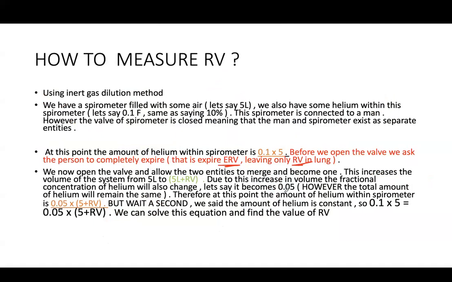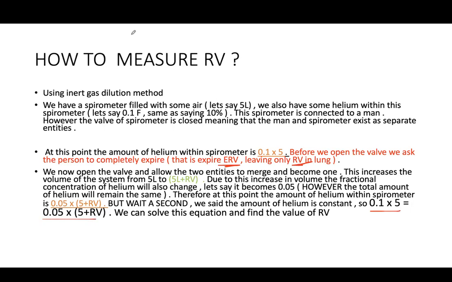And that's how we got this number 0.05. And all of these numbers are just made up. So I wanted to give you an example that you could easily understand. So therefore, at this point, the amount of helium within this system is 0.05 multiplied by 5 plus RV. We're using the same formula as over here. We're multiplying the concentration by the total volume. But wait a second. We said that the amount of helium is constant. So 0.1 multiplied by 5 should be equal to 0.05 multiplied by 5 plus residual volume. Like these two things should be equivalent.